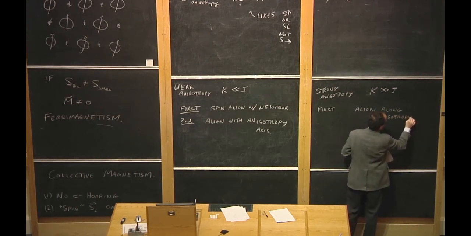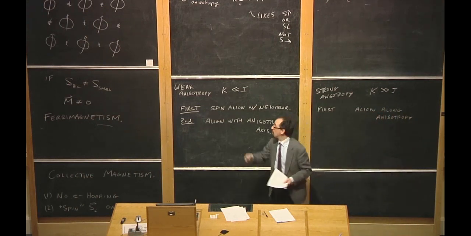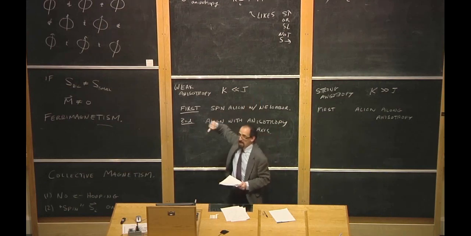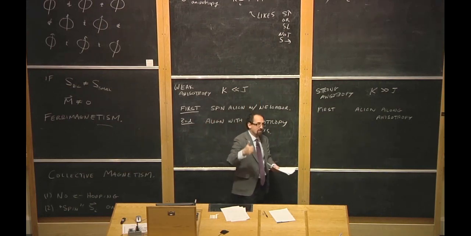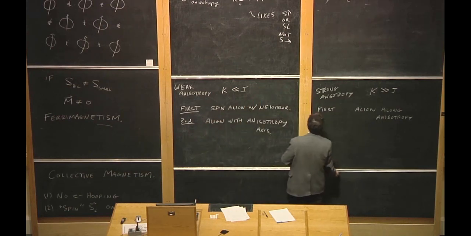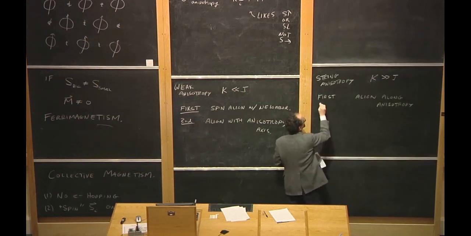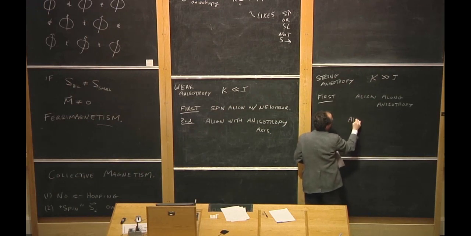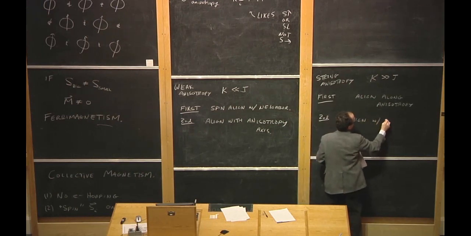For example, all spins will point either up or down if we're using that up and down anisotropy. Everyone has to point either up or down. That's what you do first, because that's the big energy scale in the system. But then second, you align with neighbors.